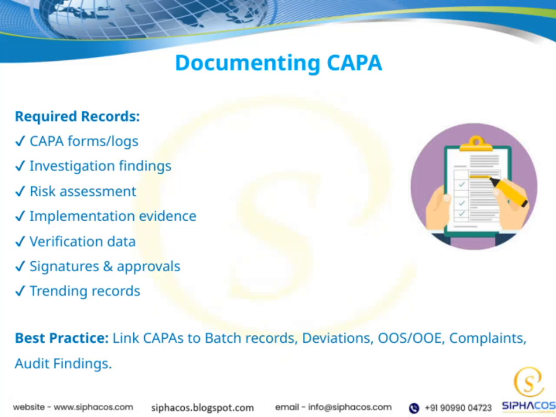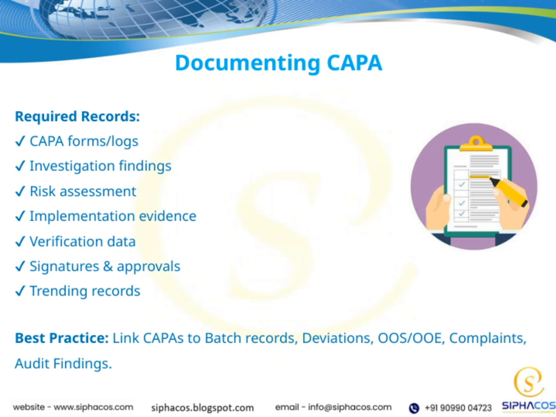Now, let's talk about documenting CAPA. When it comes to required records, it's essential to keep comprehensive CAPA forms or logs that detail each step of the process. Investigations should be thoroughly documented, including findings that help us understand the root cause. A risk assessment is also vital to evaluate the impact of the issue and the effectiveness of our corrective actions. We need clear evidence showing that our implementation steps were followed and effective, which means collecting verification data to confirm the issue has been resolved.